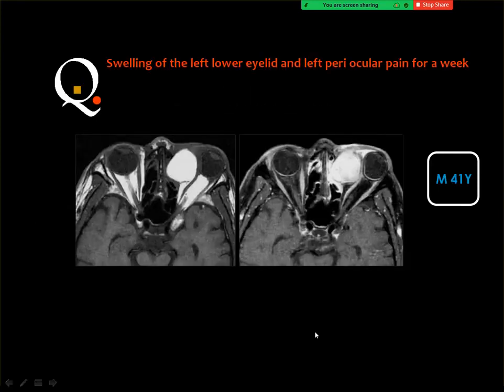Next case is a male patient, 41 years old, with swelling in the left lower eyelid and orbital or periocular pain.